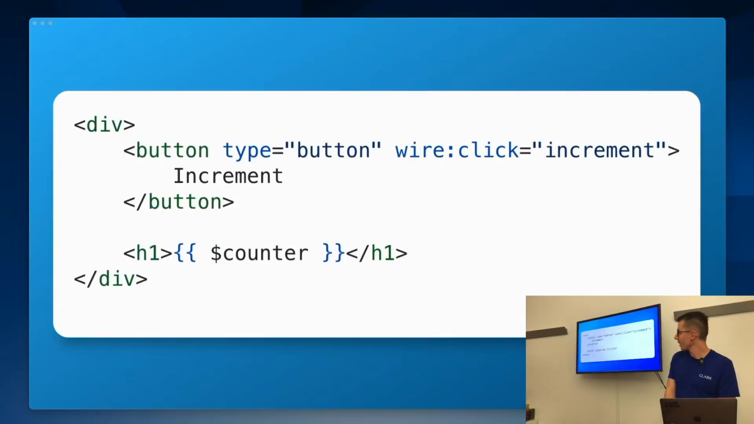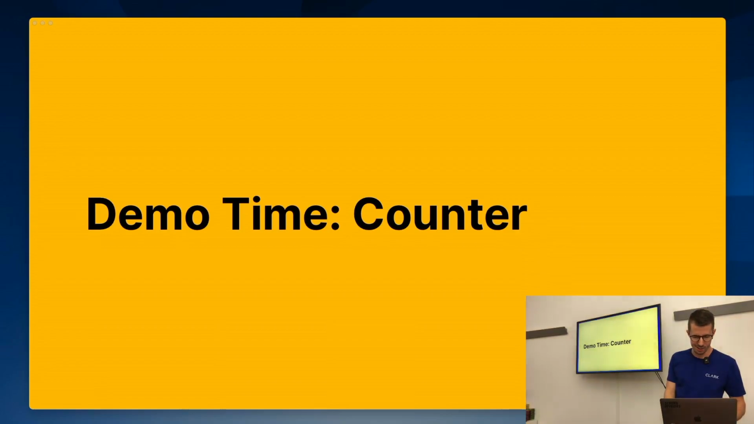And the template just looks like this. There is a heading where we echo out the counter and a button with a wire:click attribute with the increment value. And you might already see where this is going. wire:click is LiveWire syntax to tell LiveWire what should happen if you click the button. And in this case, increment should be executed. So let's see this in action.